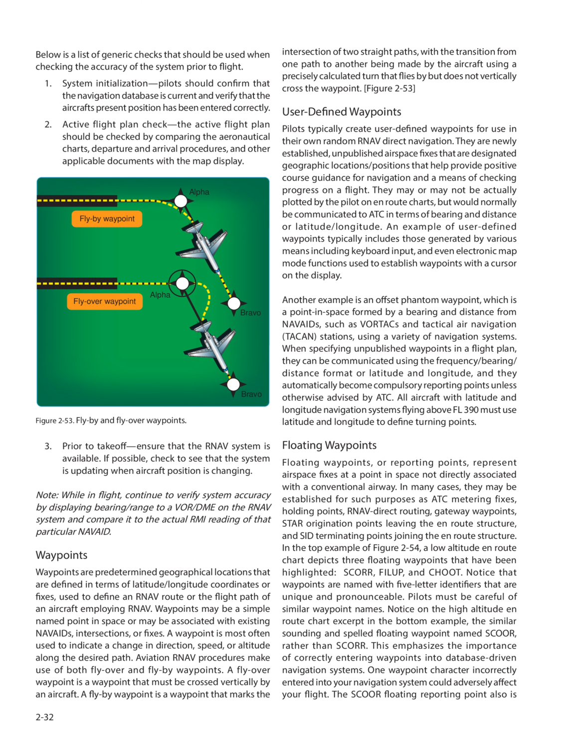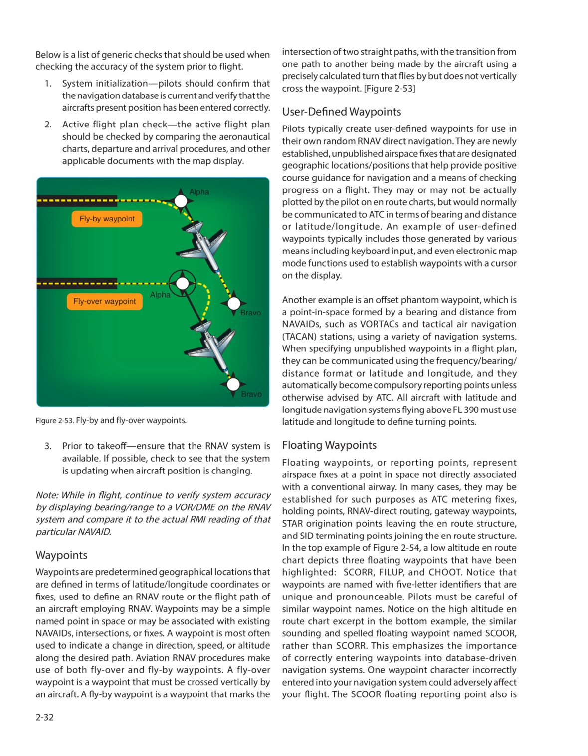2. Active flight plan check. The active flight plan should be checked by comparing the aeronautical charts, departure and arrival procedures, and other applicable documents with the map display. 3. Prior to takeoff, ensure that the RNAV system is available. If possible, check to see that the system is updating when aircraft position is changing. Note, while in flight, continue to verify system accuracy by displaying bearing/range to a VOR/DME on the RNAV system and compare it to the actual RMI reading of that particular NAVAID.